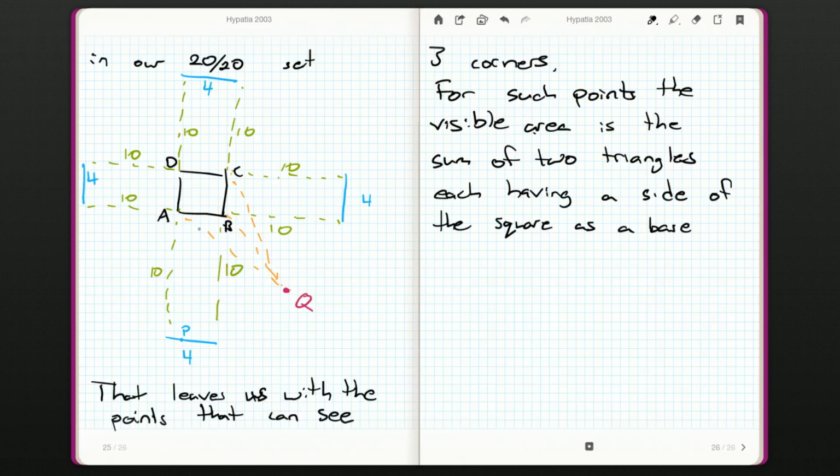Okay, so for Q, it's AB and BC. For a point sort of in the first quadrant relative to the square, it would be base of DC and BC. Okay, for a point opposite of Q, we'd be looking at 2 triangles, one of them having a base of AD, one of them having a base of DC.